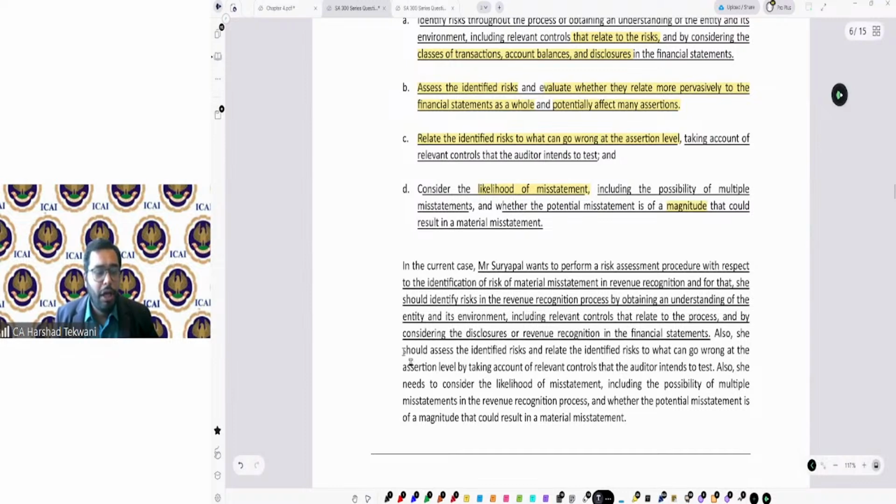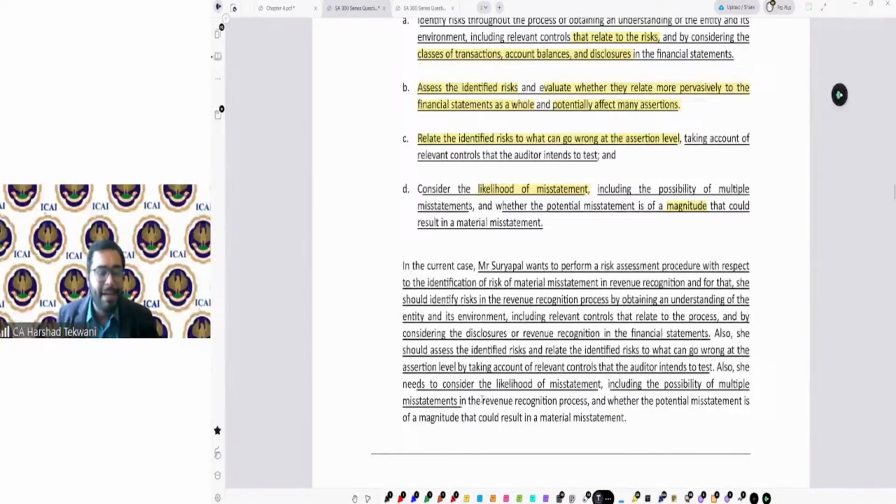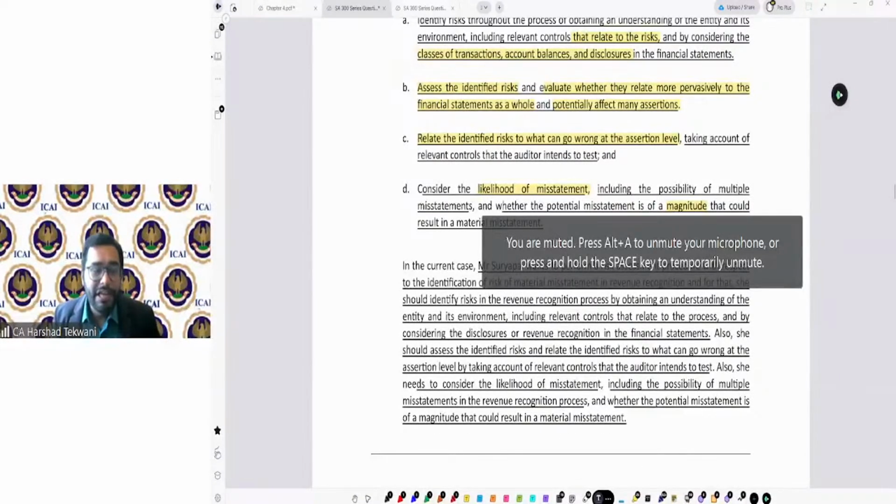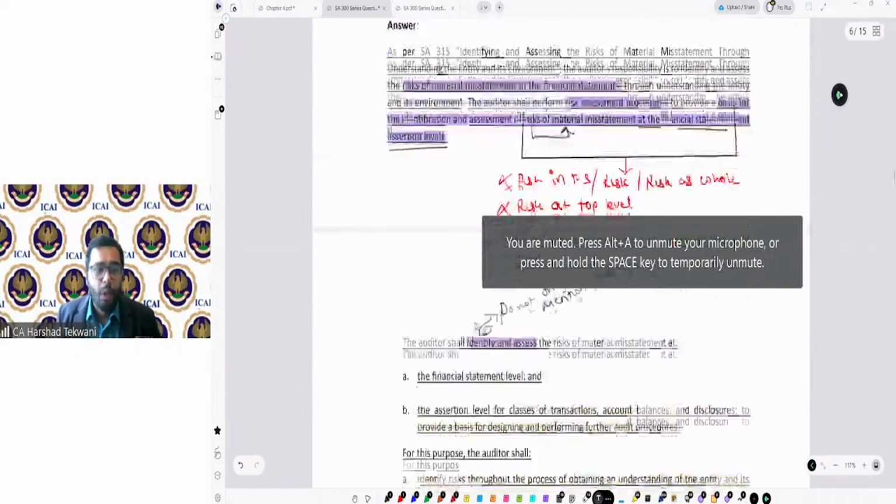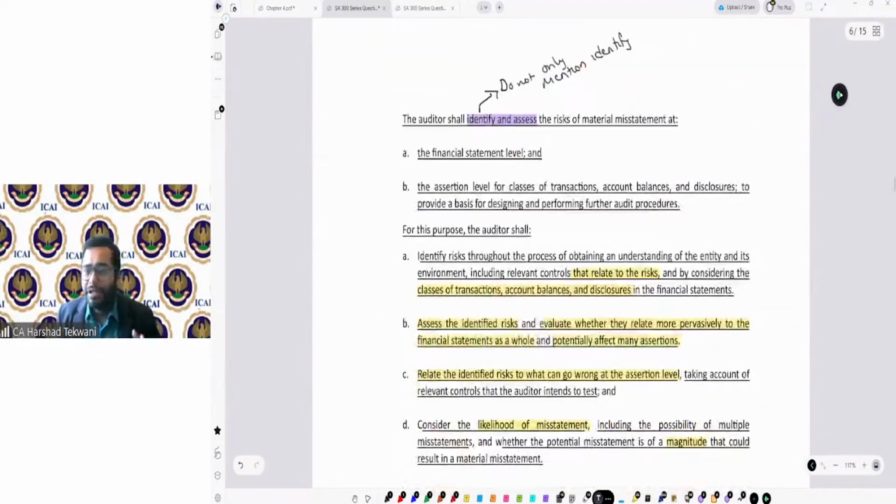Also, he should assess the identified risk and relate the identified risk to what could go wrong at the assertion level by taking account of relevant controls that the auditor intends to test. Also, he needs to consider the likelihood of misstatement, including the possibility of multiple misstatements in the revenue recognition process, and whether the potential misstatement is of a magnitude that could result in material misstatement. So this is how the answer is. What you have done in a descriptive way.